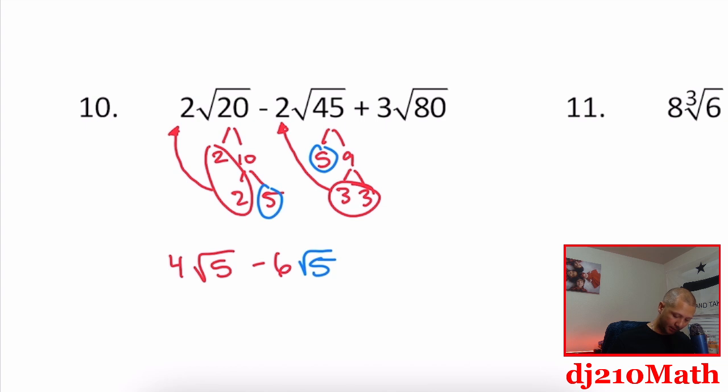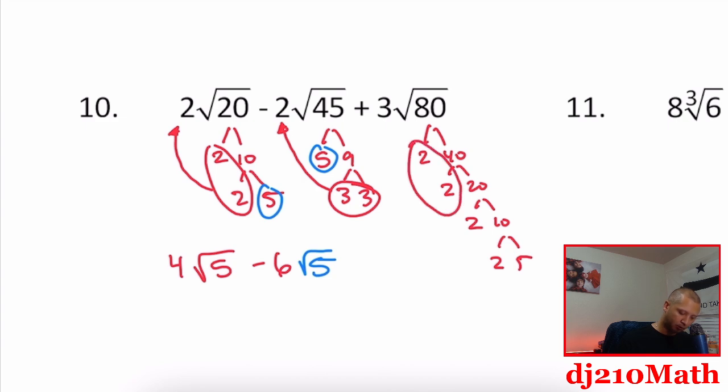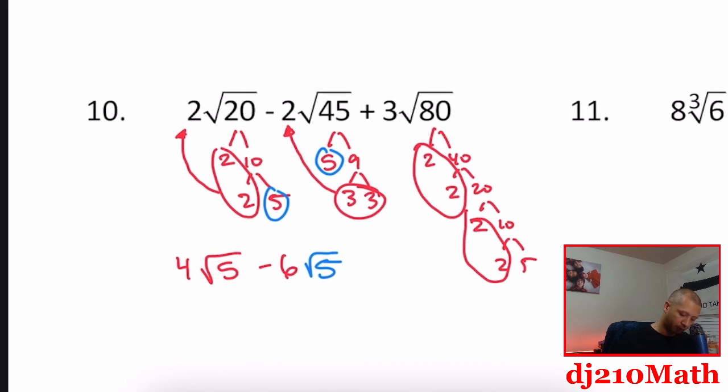And then 80, which we've done this one already. 2 and 40, 2 and 20, 2 and 10, 2 and 5. So the pairs are 2 times 2, which is 4. So 4. But then they're going to come out and multiply against this. So 4 times 3, right? Both of these. 2 times 2 times 3. So 4 times 3, which is 12. Plus 12 root 5.